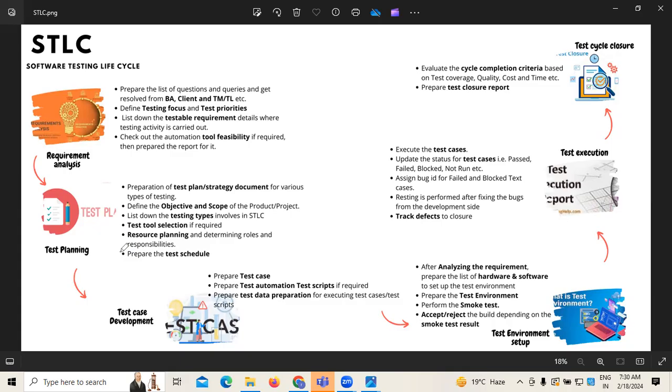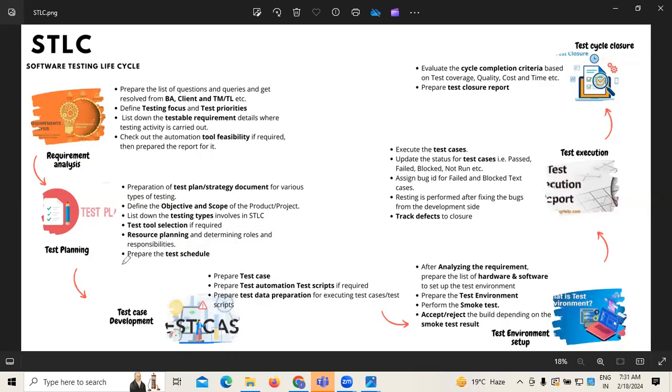Once the resource planning is done, we need to identify the roles and responsibilities, whatever roles we have and whatever responsibilities we have. This is where resource planning comes into the picture. How many resources do we have? That sort of understanding is essentially required when we are working on the project. So we need to determine the roles and responsibilities. All these things come under resource planning.